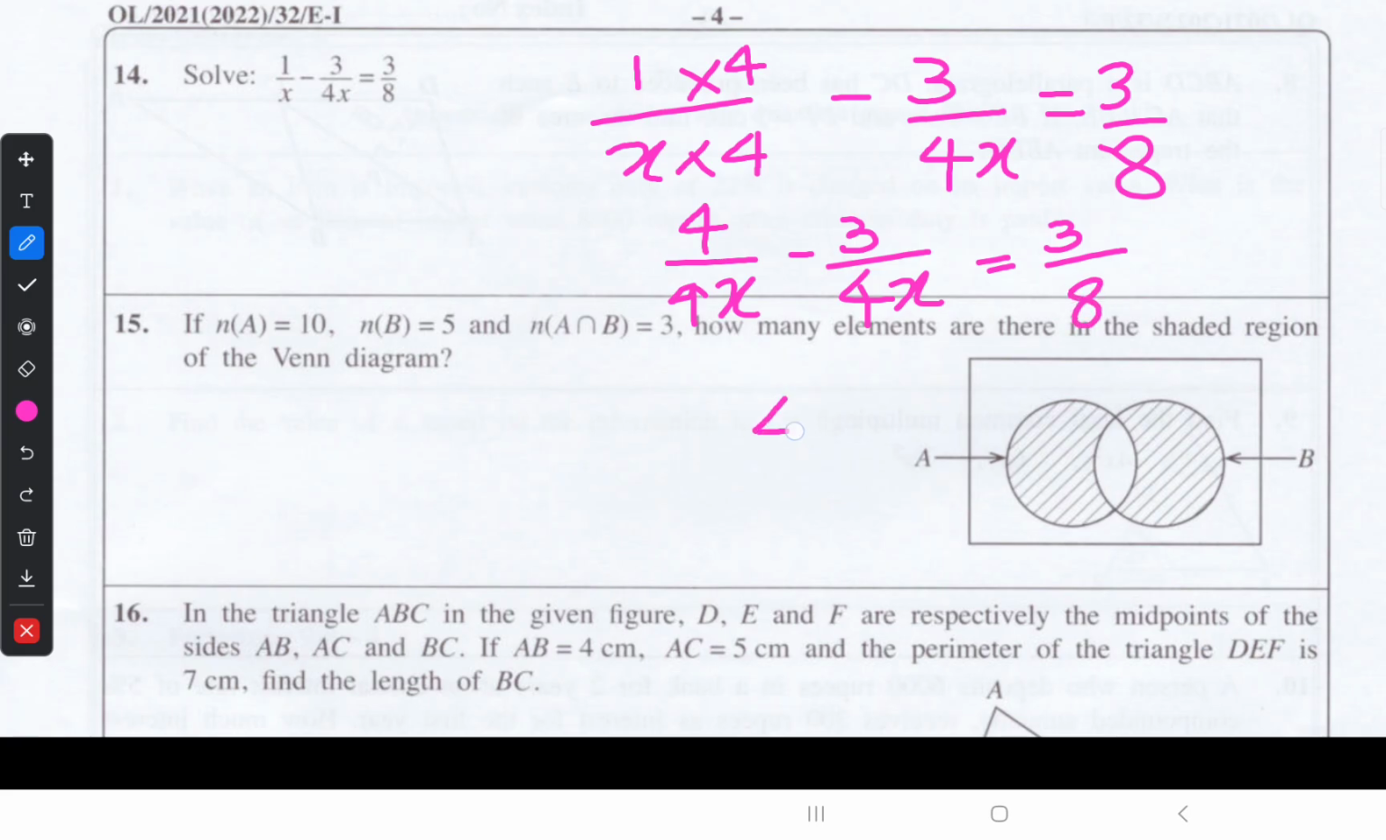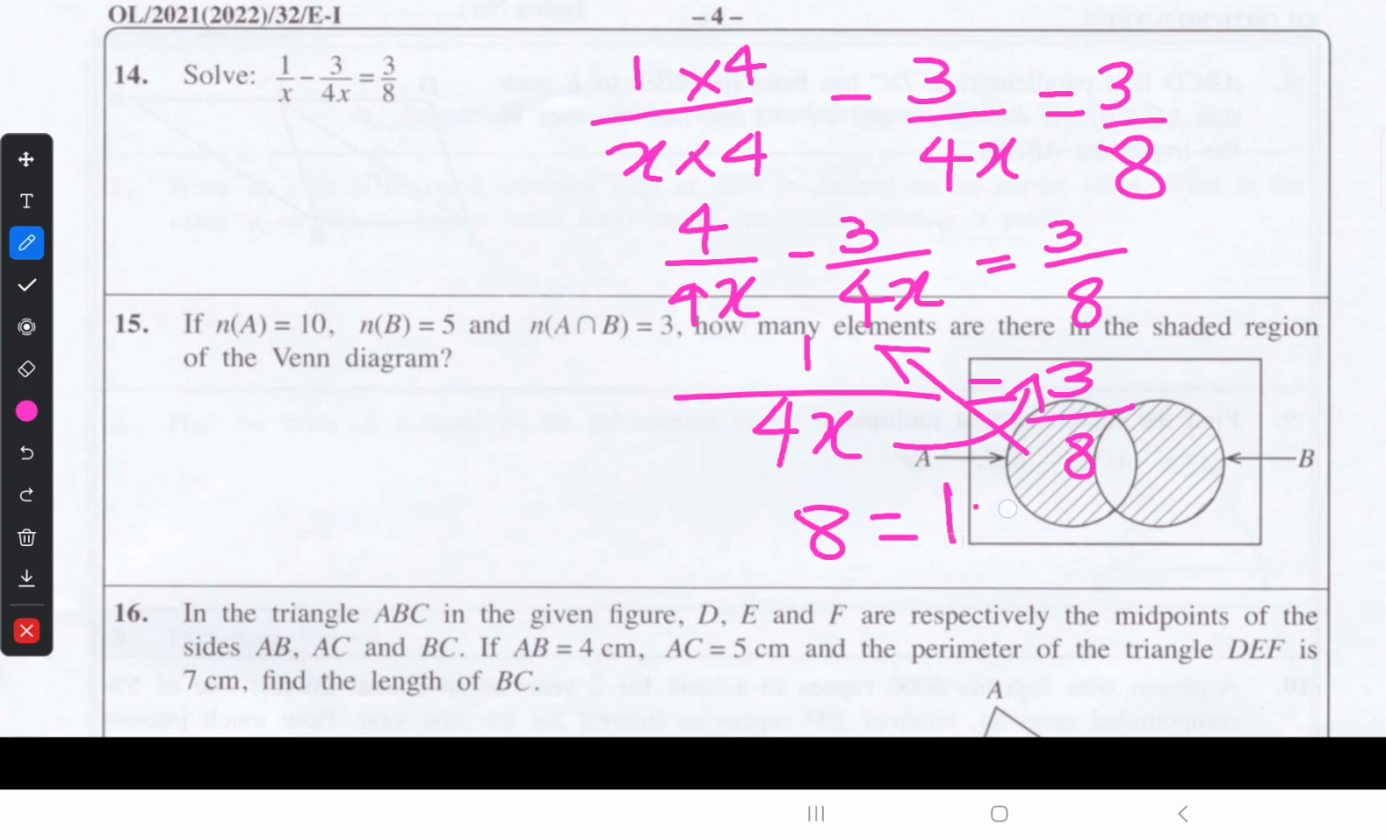Then 4x, 4x, we will keep the common denominator. 4 minus 3 is 1, equals 3 upon 8. Then I'll cross multiply the values. Here this is the denominator. We have to multiply this by this, and this 4x into this 3. So 1 8s are 8, 3 4s are 12x.